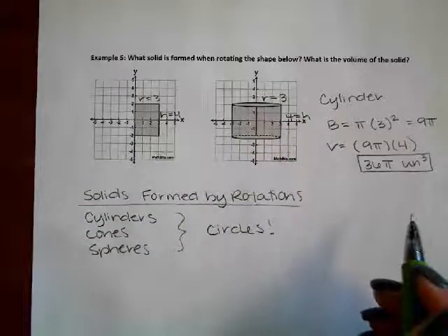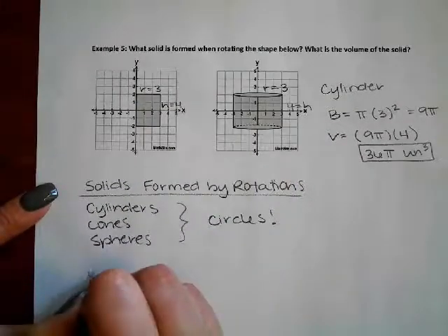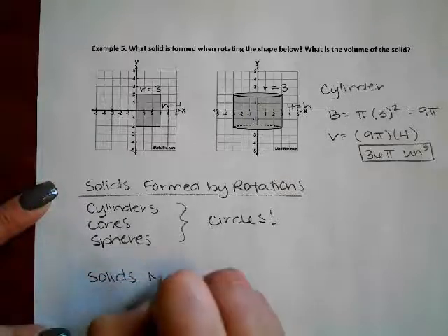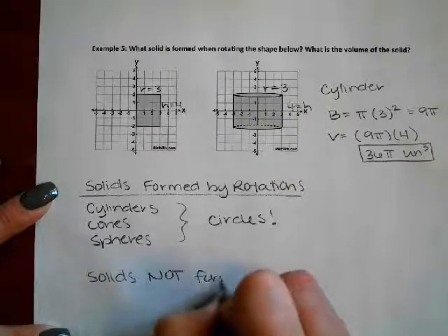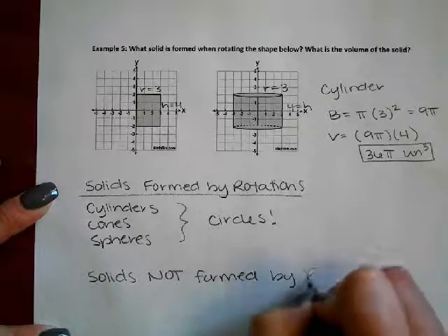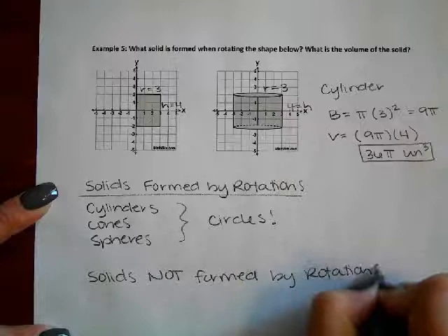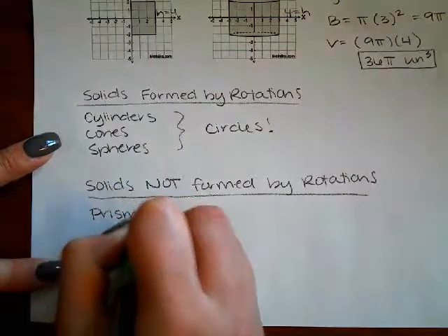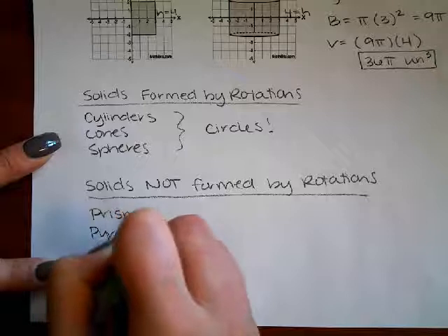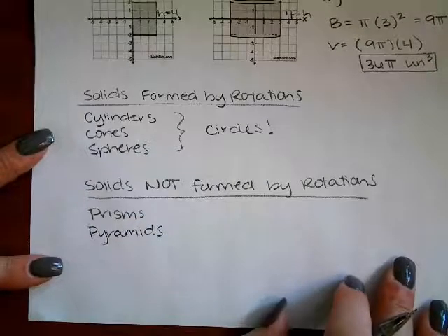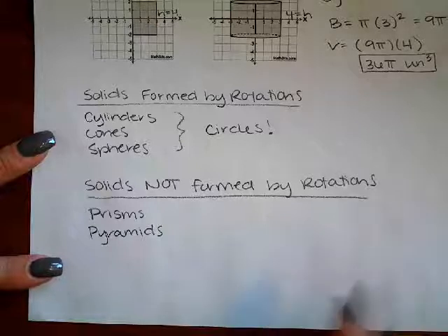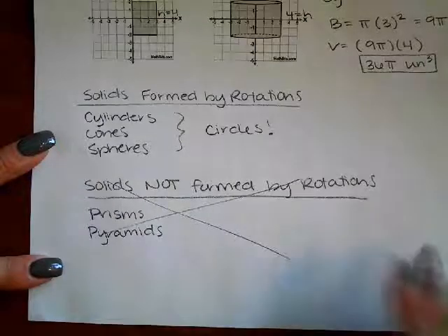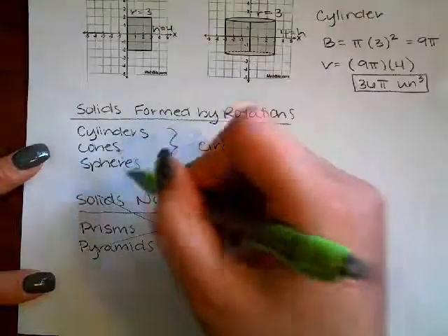Solids not formed by rotations: solids that you will never see formed by rotations, ever, are prisms and pyramids. That's because these don't have circles in them, so you can't get them from rotations. We will never see these. When we start working with rotations in these assignments, we're going to see lots of cylinders, cones, spheres, all sorts of variations of that.